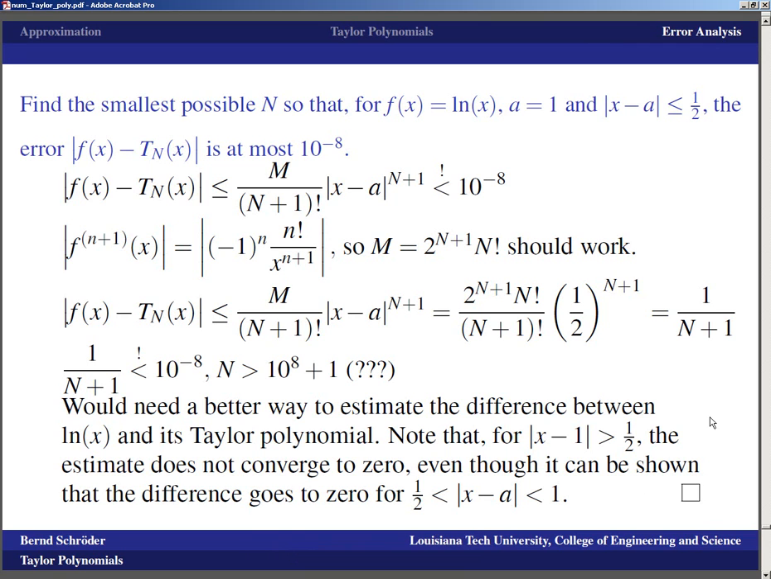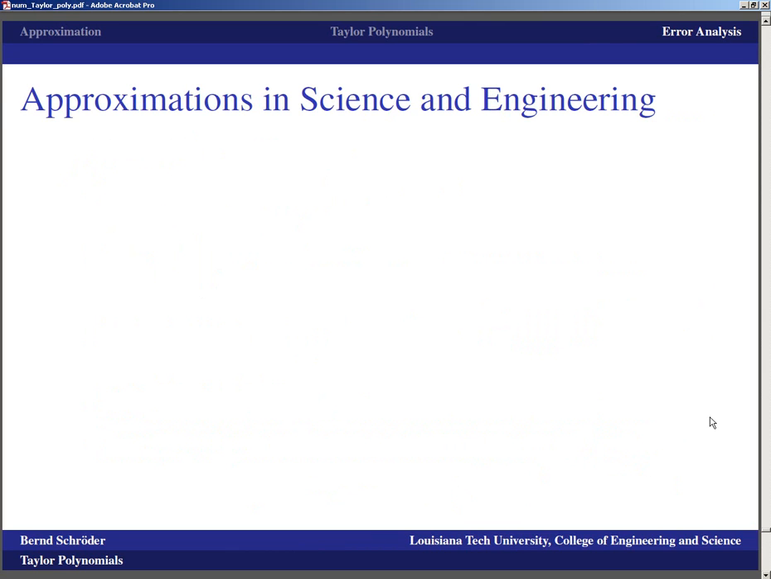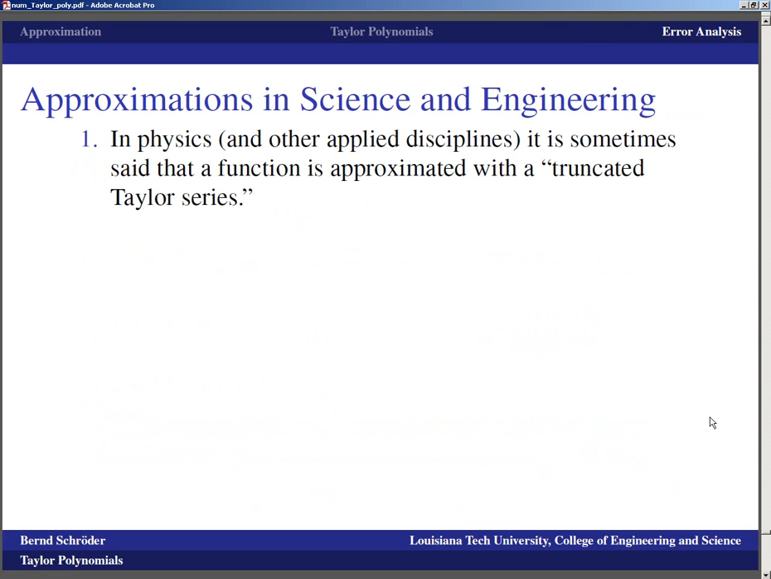For now, the main point for this presentation was and is that we have a first idea of what Taylor polynomials do and how numerical approximation works. So let's close with this. We can talk about approximations in science and engineering, and quite often, especially in physics, I have seen people talk about functions being approximated with a truncated Taylor series. And that sounds really mysterious. What's a series? And what do you mean by truncate?